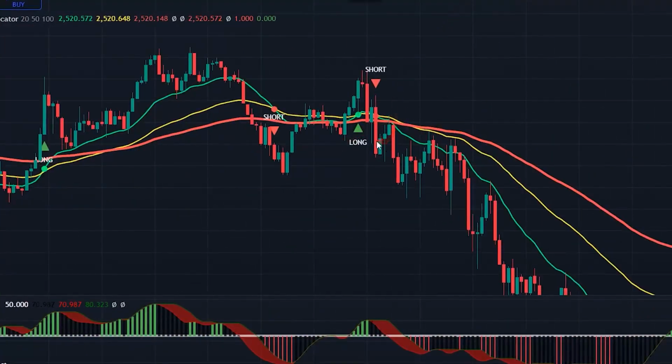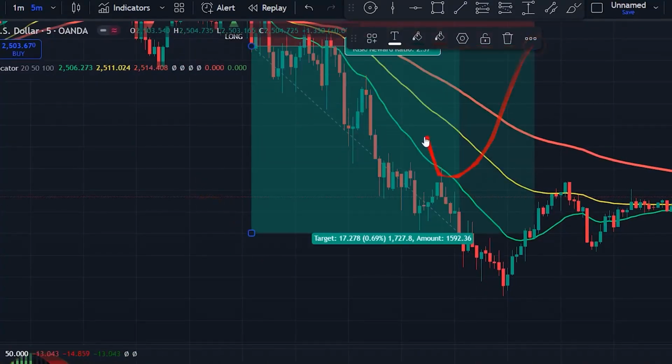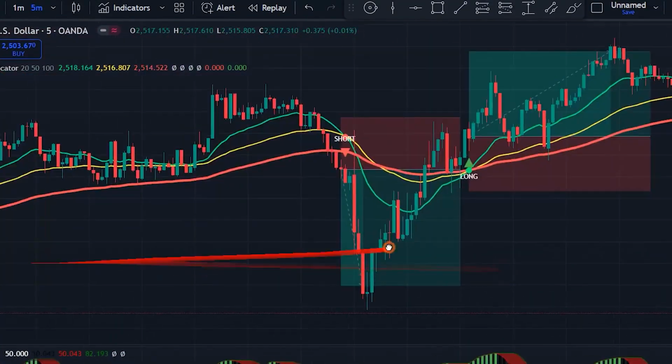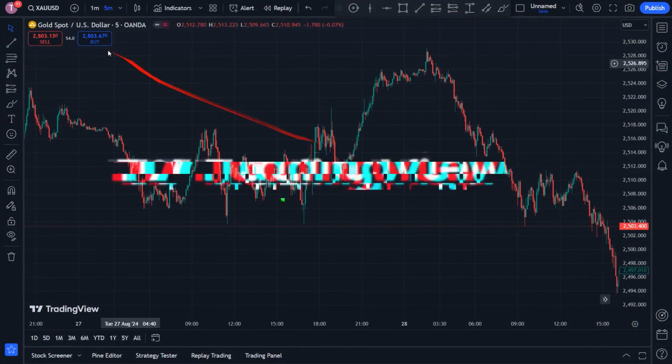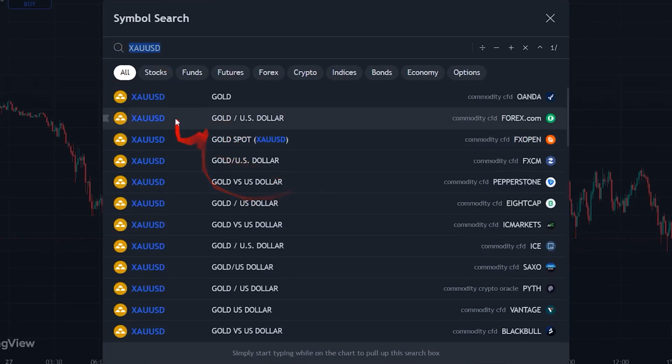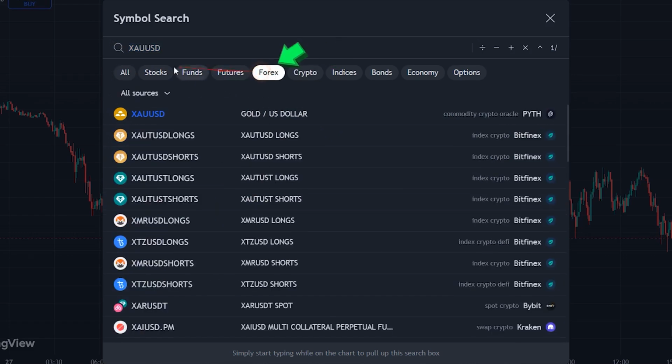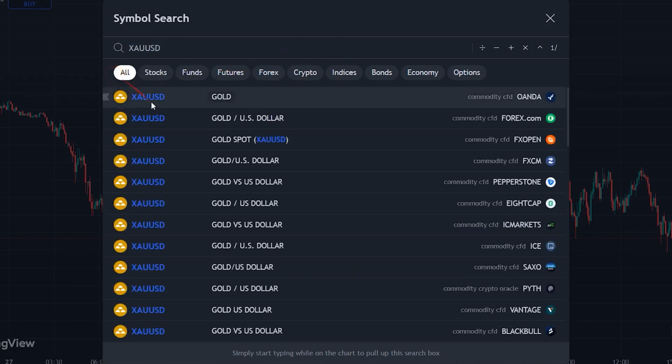At the end of the video, I will also share a very important tip that can help you increase your win rate even more. First, we need to go to the TradingView website and select our symbol. Keep in mind that this strategy has a very good win rate on most symbols, so you can choose symbols from crypto or forex, even stocks.